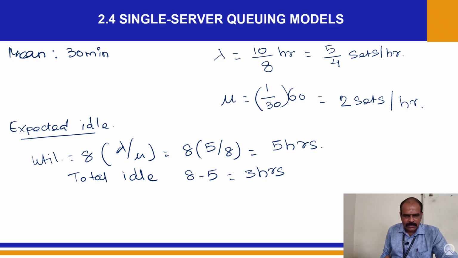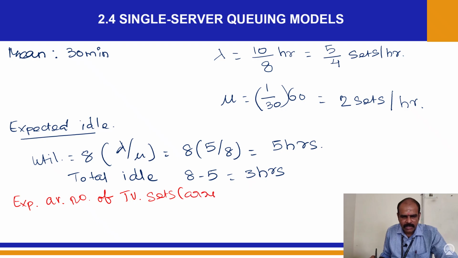Then the next question. I'll change color for that. The next thing is the expected average number of TV sets, that is arrival of TV sets. In the bracket let me put arrival. That is the next question which has been asked.